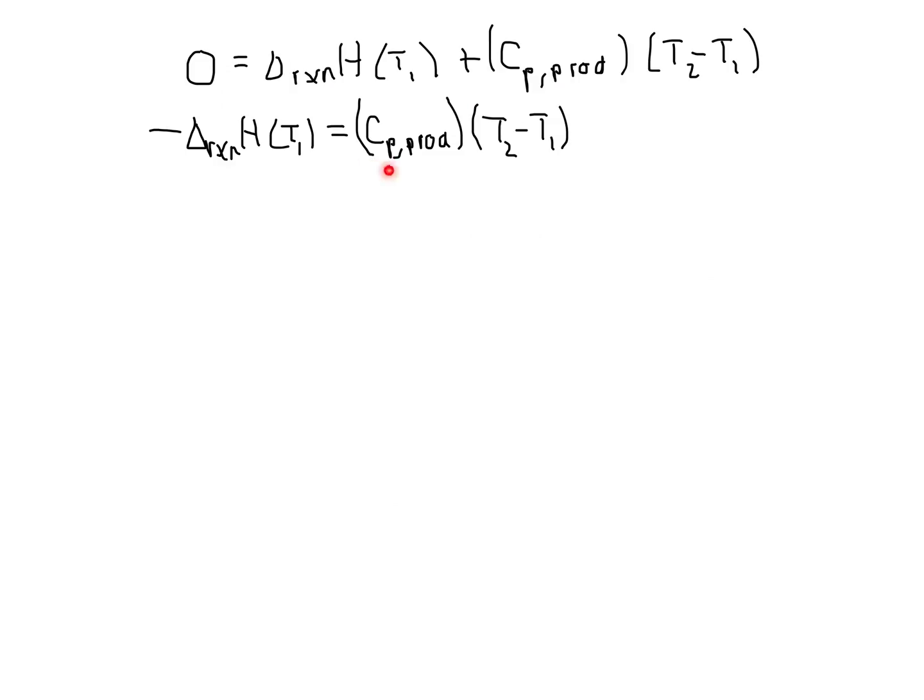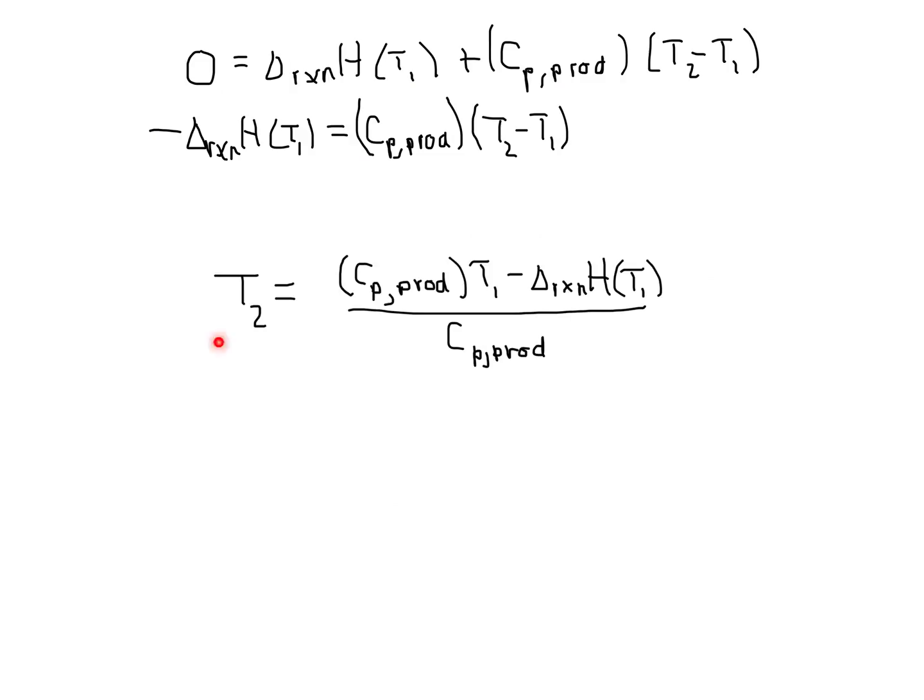Notice that if we know the heat capacity of the products and we measure the change in temperature, that allows us to calculate the delta H of reaction at the first temperature. Alternatively, if we know the delta H of reaction and the heat capacity of the products, we could calculate the final temperature of this reaction system. Solving for the final temperature, that gives us this equation.